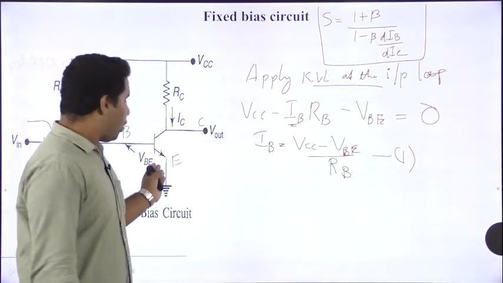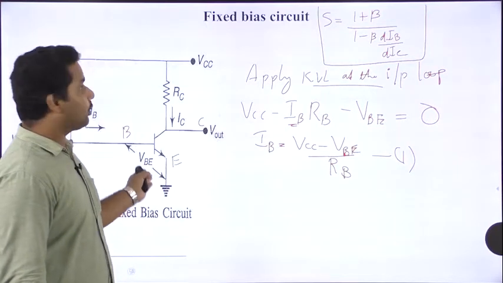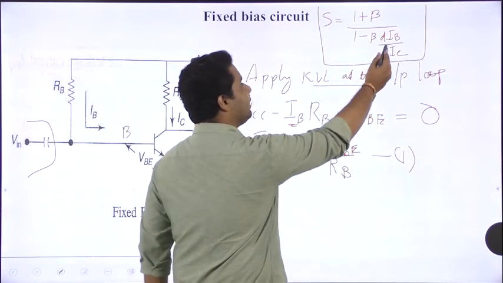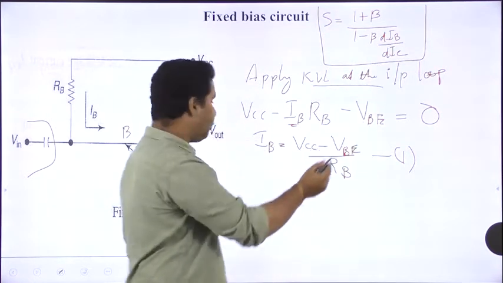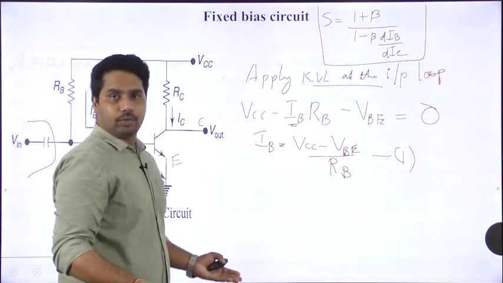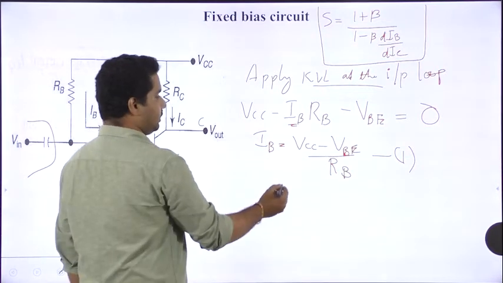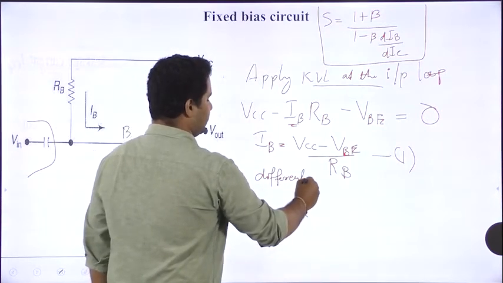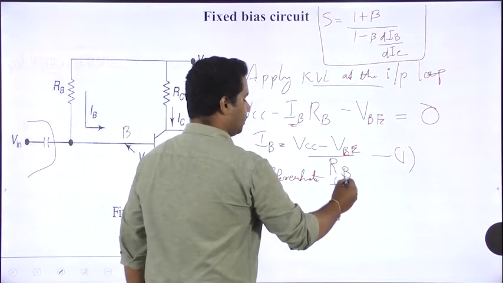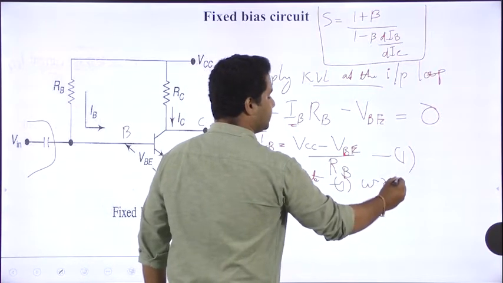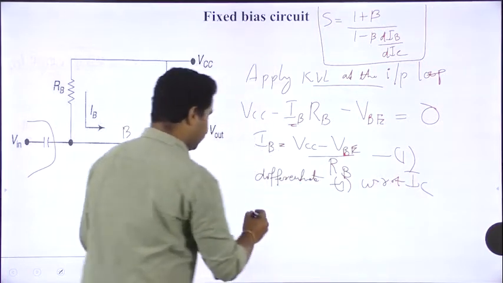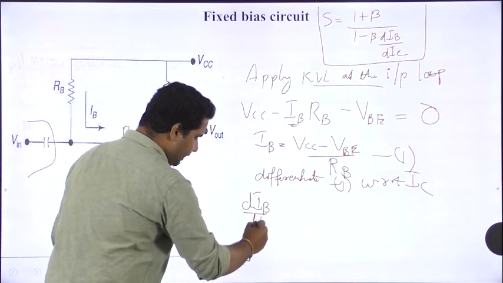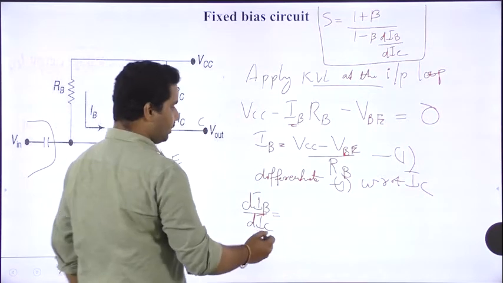I want to see what the stability factor is for this particular fixed bias circuit. For that purpose, I told you this is the general expression, and here we have to find dIB/dIC. Now we have IB, so what I have to do is very simple: differentiate equation number 1 with respect to IC. So dIB/dIC is equal to what?